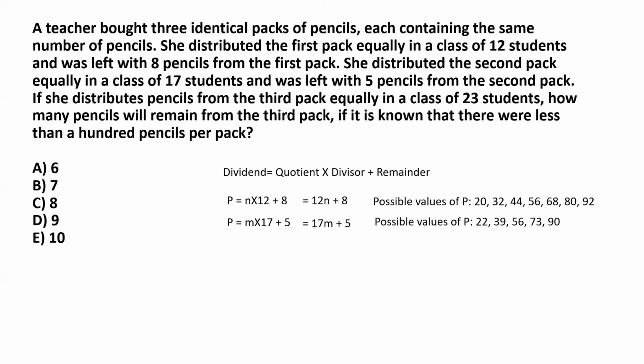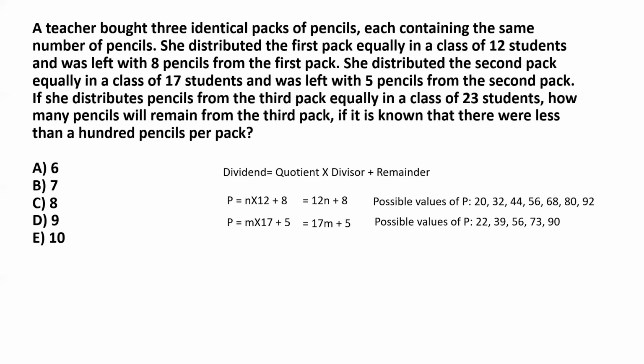And for this one, we do the same thing. We keep on putting in integer values of m starting with 1. So for m equal to 1, this is 17 plus 5, 22. For m equal to 2, this is 17 multiplied by 2 plus 5, which is 34 plus 5, 39. For m equal to 3, this is 17 multiplied by 3 plus 5, which is 51 plus 5, which is 56, and so on. And in this case, the set of values that are less than 100 are 22, 39, 56, 73, and 90.